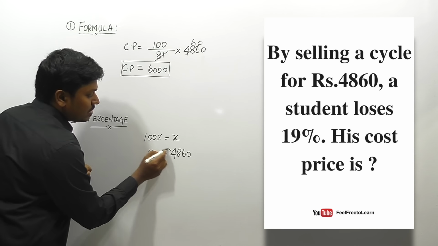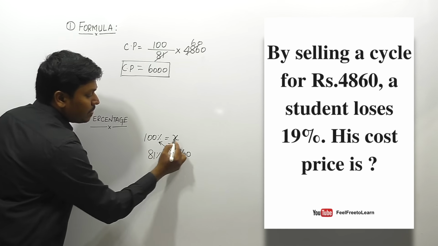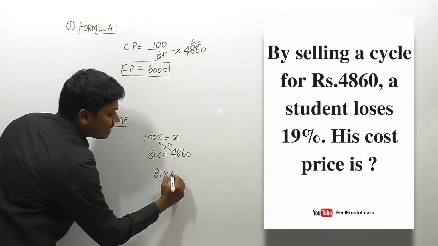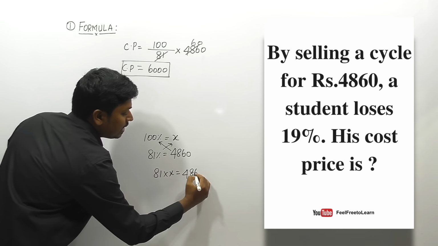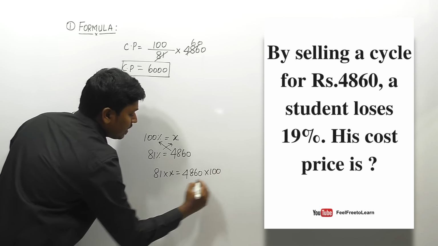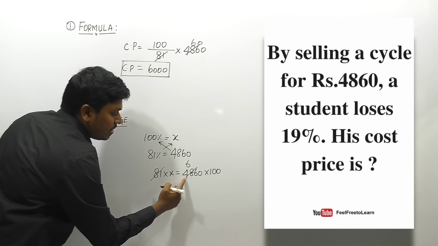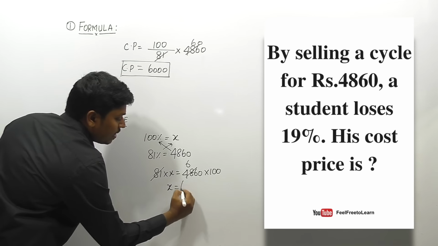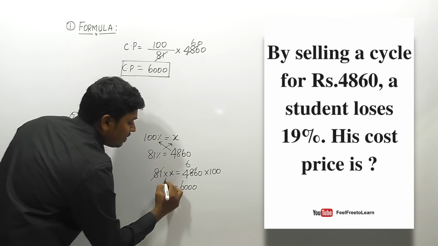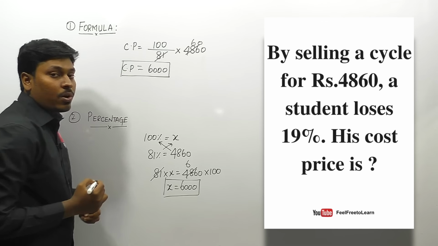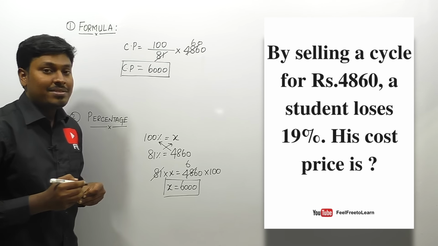Now we need to cross this, right? So when we cross this, 81 into X is equal to 4,860 into 100. So finally this can be done as 81 into X, similar to the previous question, right, will be 486. So 60 into 100 will be 6,000. So finally we can say that in both the methods, the cost price of the cycle will be rupees 6,000.